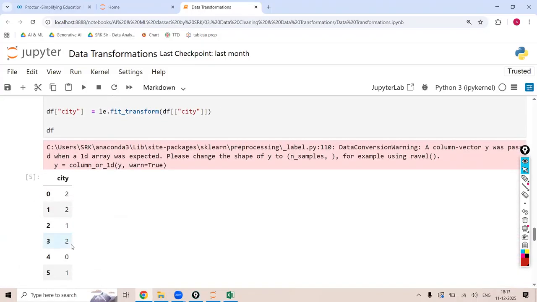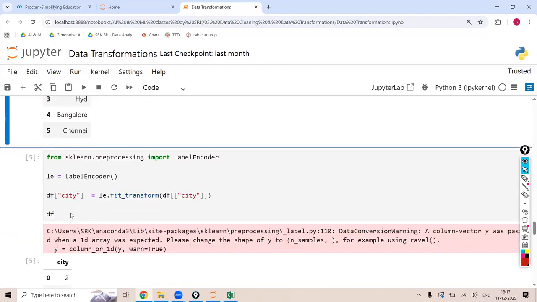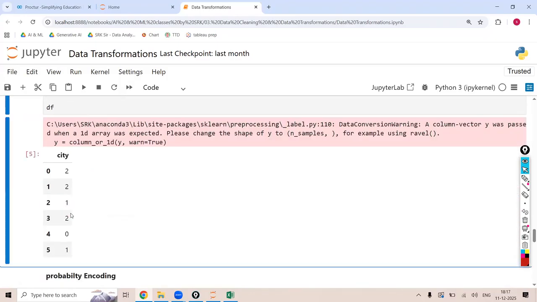So 2, 2, 1, 2, 0, 1. Why is it 2, 2? Because here it is Hyderabad, Hyderabad, followed by Chennai. Chennai is 1. Is that clear?